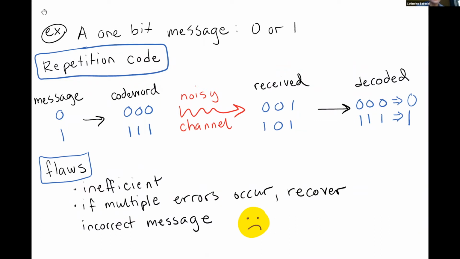So the odds of 2 errors occurring is way worse than the odds of 1 error occurring. So that's typically the sort of framework we'll work in, that errors are rare enough that usually the word that is closest to the word received is actually what we were looking for.